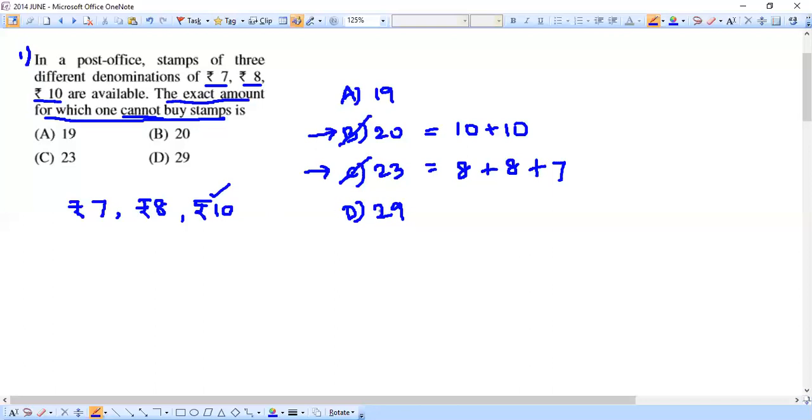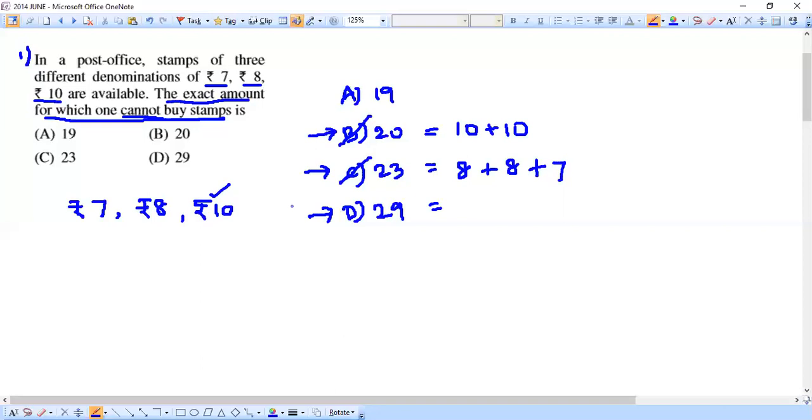And we have 29 also. Let's just think about this 29. What can be done? Here again, just think about buying 29 with 10 rupees stamps. We can go up to 10 plus 10, but 10 plus 10 will give us 20, and we will have 9 rupees more for which we don't have denominations. So we cannot go by 10 plus 10.